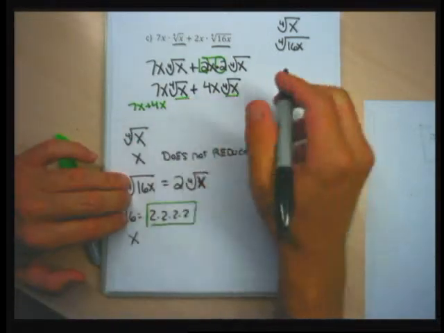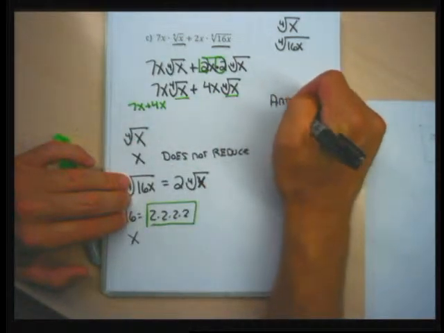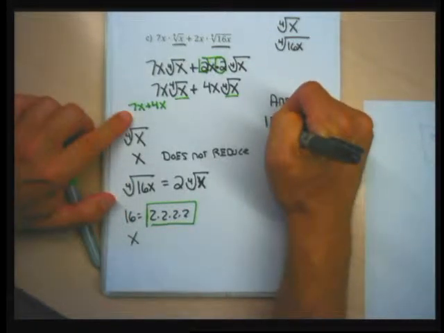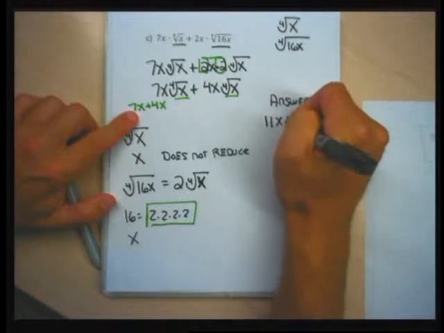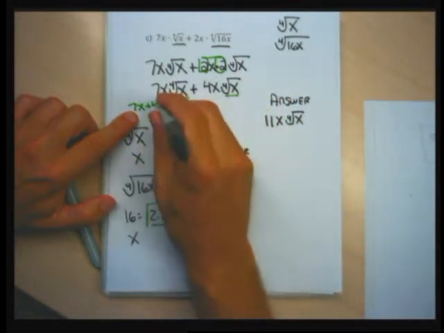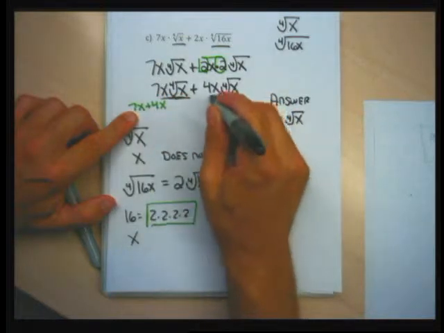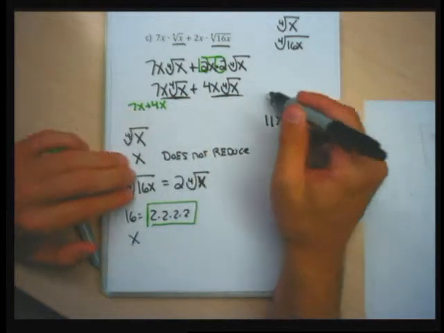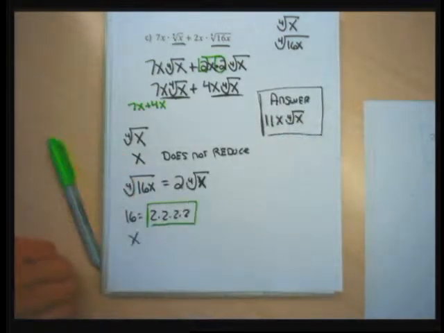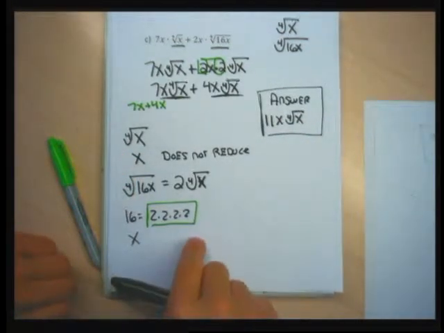It just remains. So the answer to this problem, the number's going to be an 11. I'm going to have both an x and a fourth root of x. When you're adding with radicals or with letters, the radical and letter parts don't change. Only the numbers to the left of the letters change. So the best answer for part C is 11x times the fourth root of x.